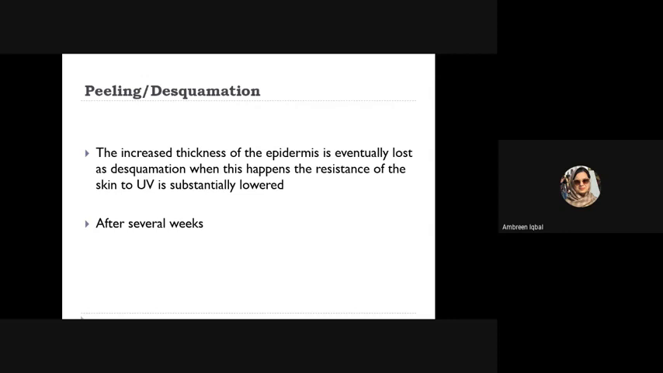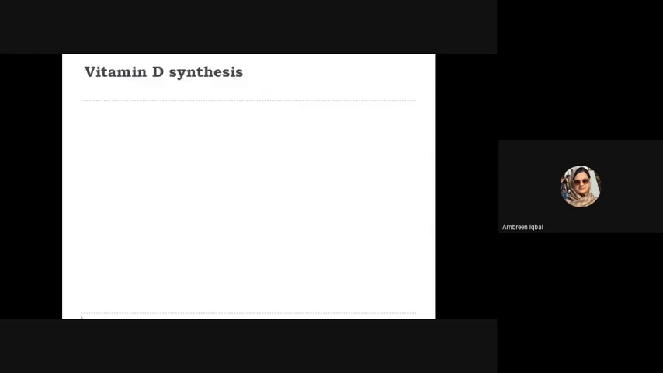This is the increased thickness of the epidermis. The increased thickness of the epidermis is eventually lost through desquamation or peeling. When this happens, the resistance of the skin to ultraviolet is substantially lowered. It occurs after several weeks.